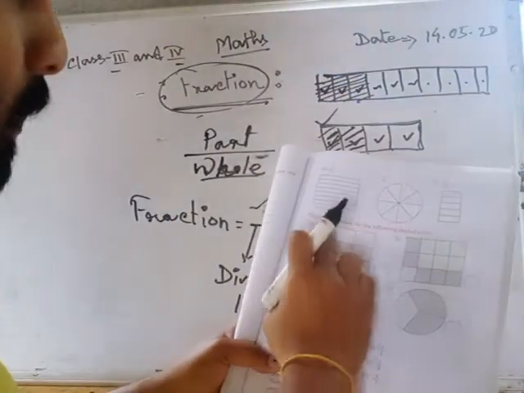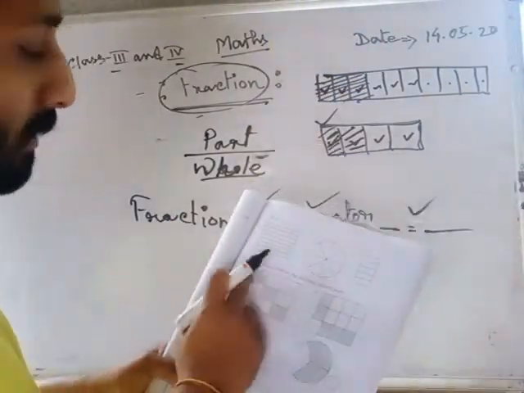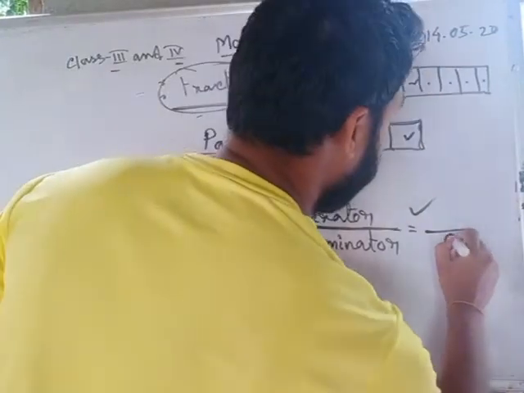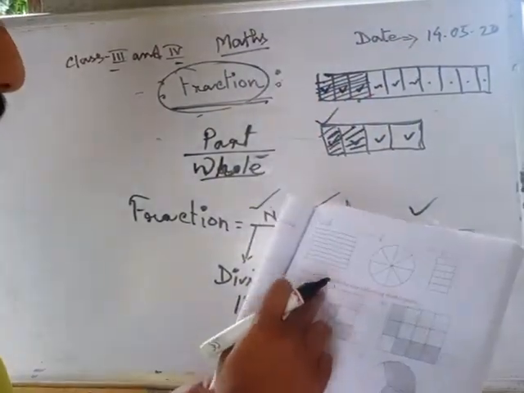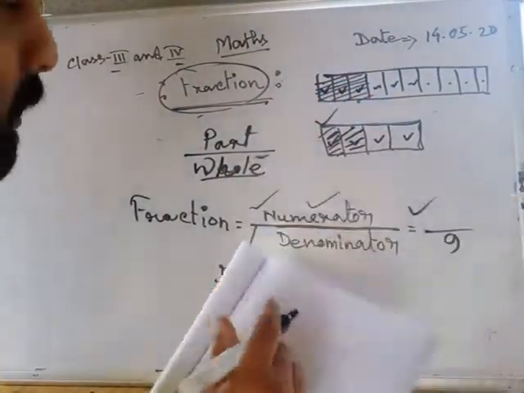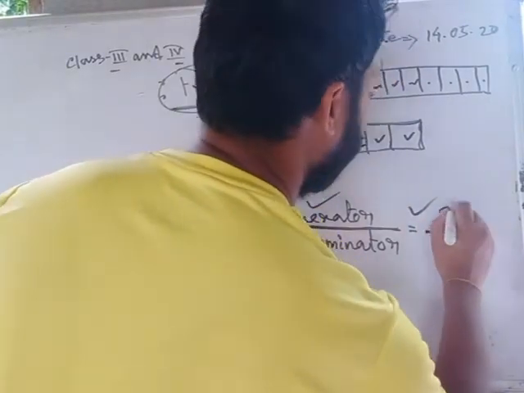As the lower part: 1, 2, 3, 1, 2, 3. That means 3 3s are 9, so we should write here 9. Okay, how many shaded parts are there? 1, 2, 3. So we should write here 3.